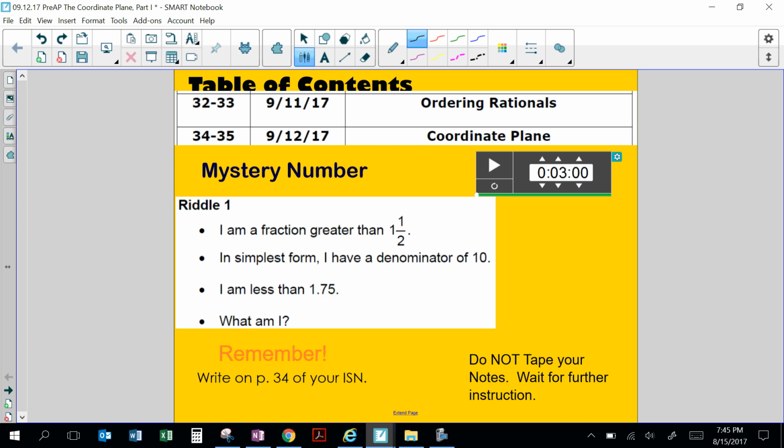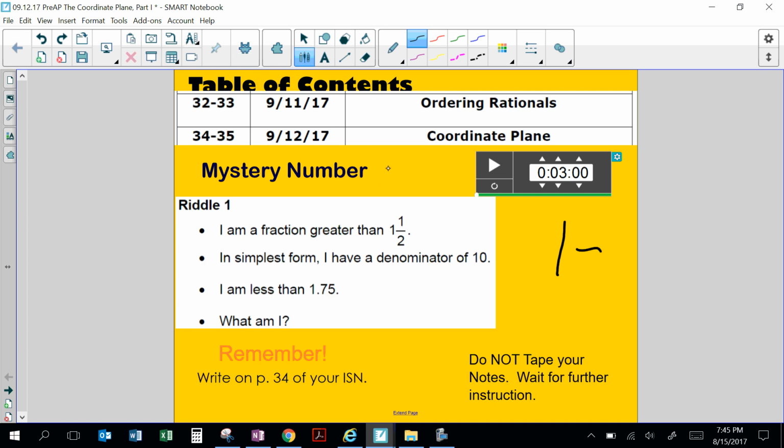Our number routine today is about a mystery number. I am a fraction greater than 1 and 1/2. In simplest form, I have a denominator of 10. I am less than 1 and 75 hundredths. What am I? So let's see. I'm going to guess right now it is a mixed number, 1 and something, because it can't be 2 or something. I am greater than 1.5, but I can't be greater than 1 and 75 hundredths.